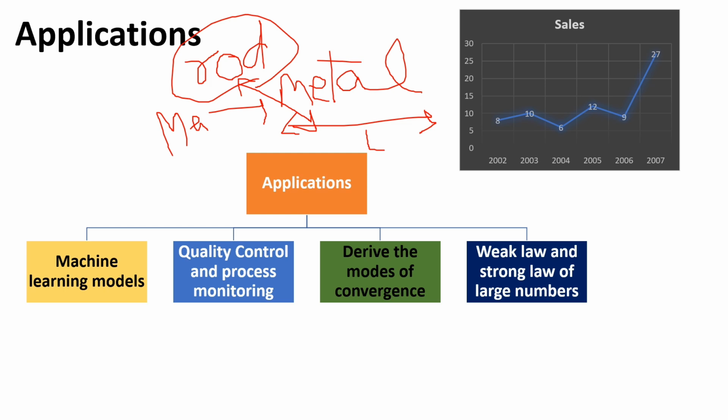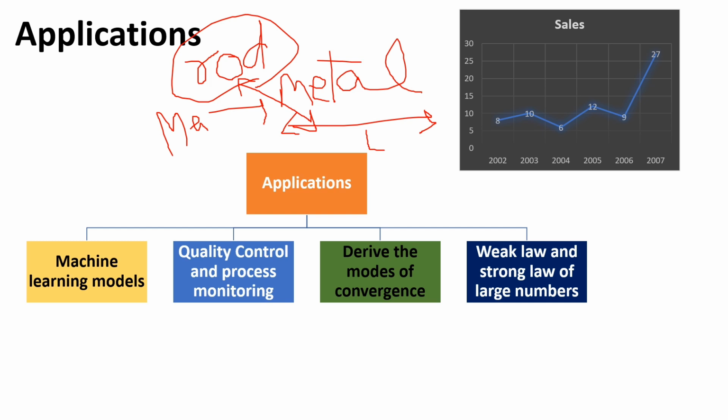And the third one is it derives the modes of convergence, which is nothing but it is used to derive the convergence in probability, convergence in almost sure and convergence in quadratic mean. And the last one is it is used to derive the weak law and strong law of large numbers.